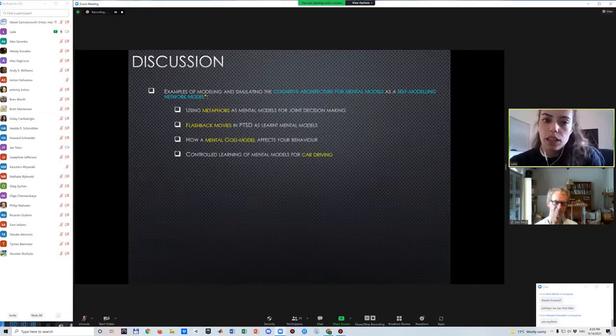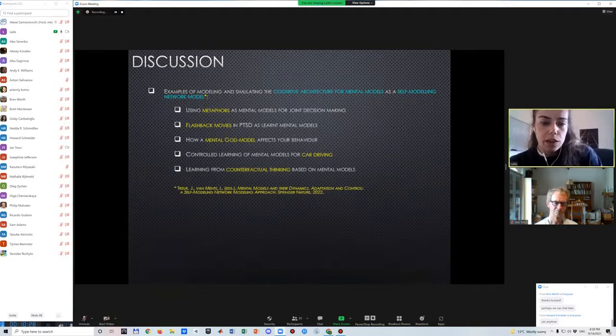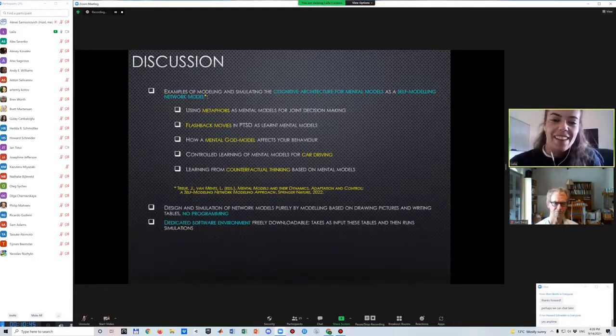So all of these topics seem to be very different, but they're all using this architecture to formalize and simulate these mental models. And learning from counterfactual thinking based on mental models. All of these papers can also be found in the book that is at the bottom in yellow, written by Jan Treur and myself. So if you're interested, have a look.